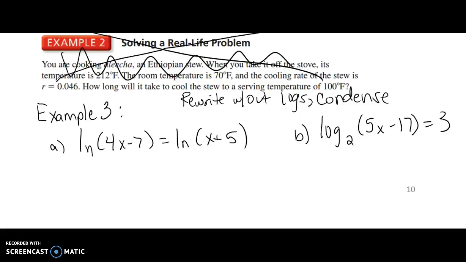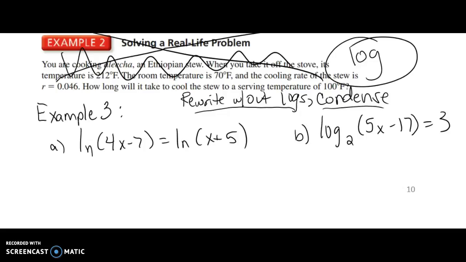Some things about solving logarithmic equations. So we're now solving logs. You might need to rewrite without logs. You may need to condense, so keep both of those things in mind.